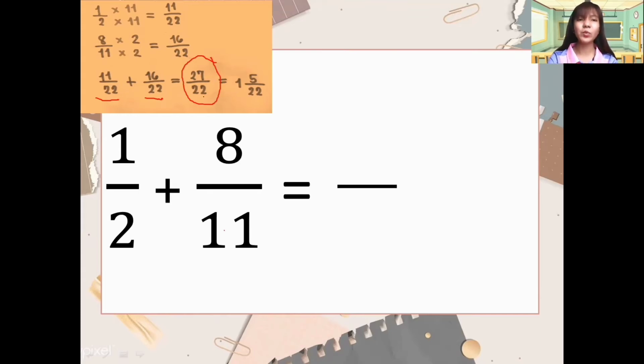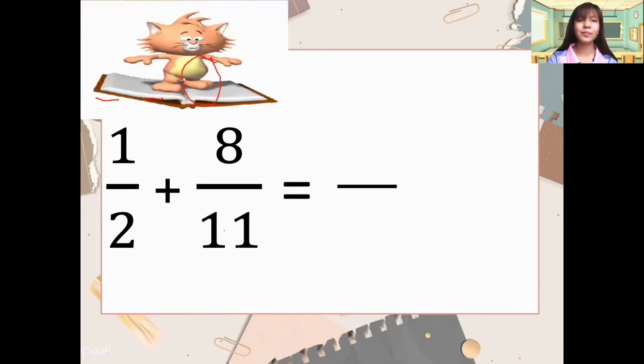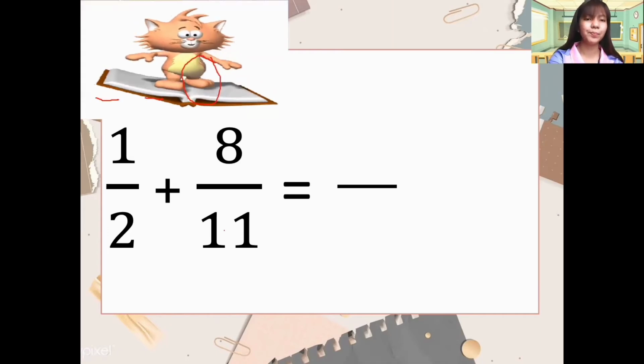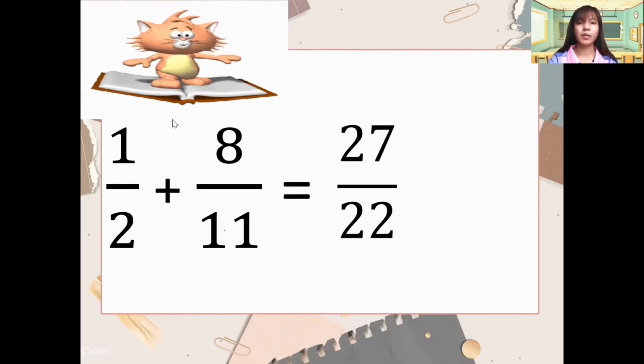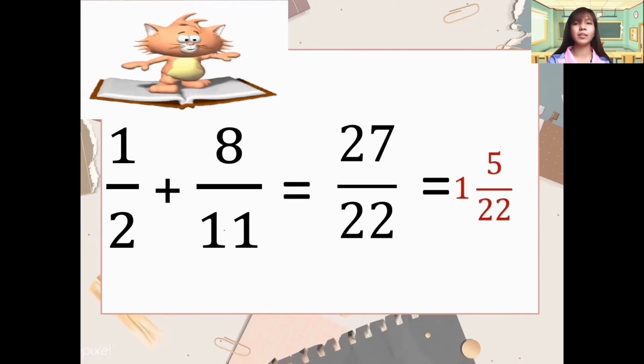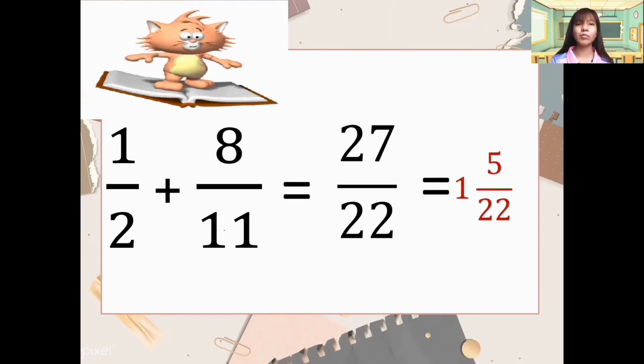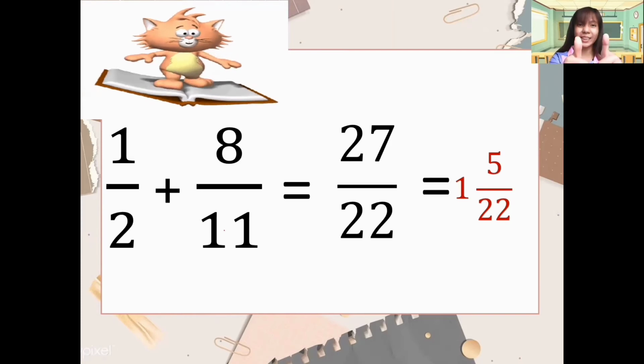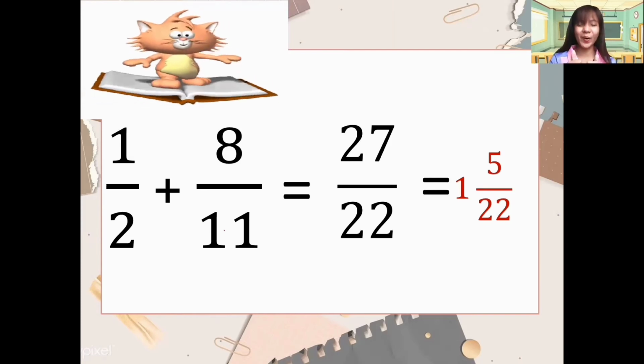Alright. How many 22 are there in 27? Only 1. What's the number left? 5. And then copy the denominator, 22. Understand? Alright. So the final answer that we have is, okay, 27 over 22. The final answer is in the red color, 1 and 5 over 22. Do you understand? I hope you do.